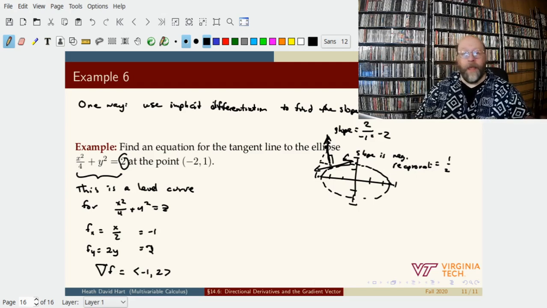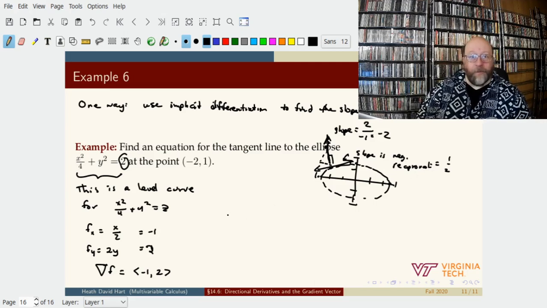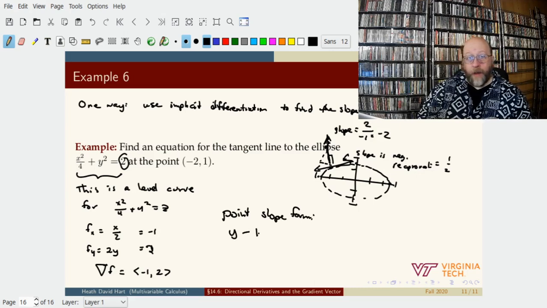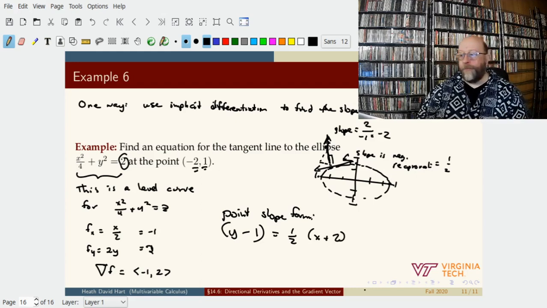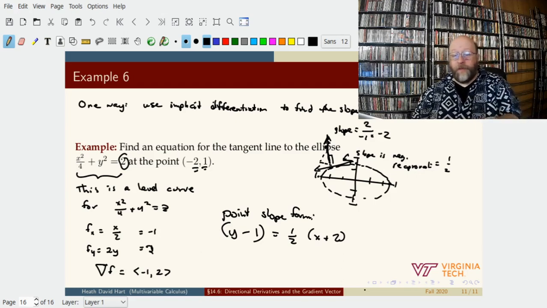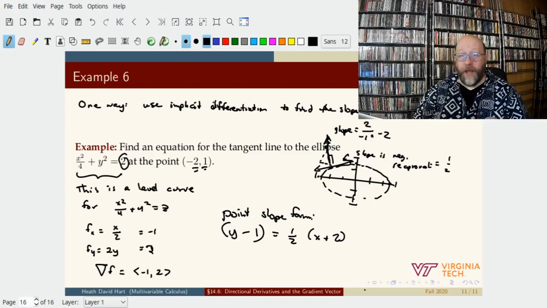Okay? And so now that we know the slope is 1/2, we can use point slope form. y minus 1, that comes from this point here, is equal to 1/2 times x plus 2. The plus 2 comes from that term there. And that gives us an equation for the tangent line without ever having to actually calculate the implicit derivative. We calculated the gradient vector instead and took the negative reciprocal of its slope.